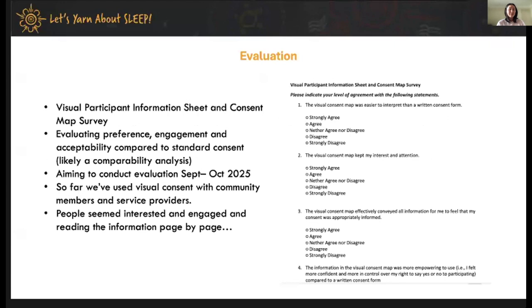So far, we've used the visual consent map with community members and service providers. We haven't had any formal feedback as of yet, but our researchers are reporting that people are taking longer with the document, and rather than just flipping through it, it's a very intentional page by page process, which is great to see. But we'll find out more, I guess, in September next year.